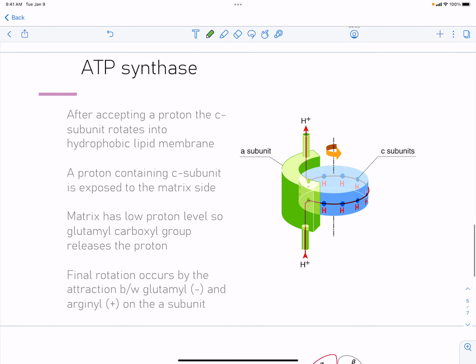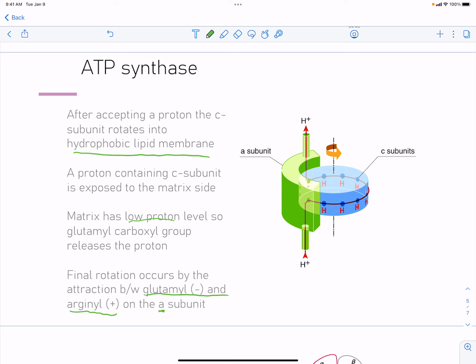So once you have the C subunit accept the proton, you're going to have a rotation into the lipid membrane. Remember, we're still dealing with a membrane, so there is a hydrophobic region. And so the proton on the other side in the matrix is going to be exposed, and it's the low proton level of the matrix that allows the glutamyl carboxyl group to release the proton. And you're going to have the rotation be completed with the attraction between the glutamyl group, which is negative, and the arginine positive group on the A subunit. So again, it all has to do with charges.